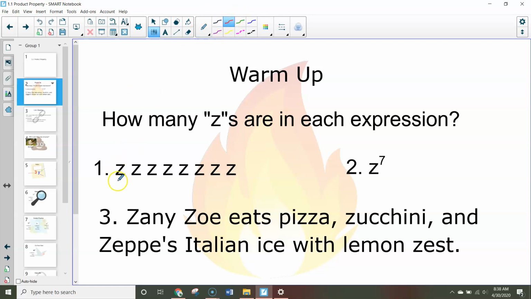Okay, so for this first one, 1, 2, 3, 4, 5, 6, 7, 8. So there are 8 z's. For this one, z to the seventh is the same as z times z times z, 7 times, so there would be a total of 7 z's. Zany Zoe eats pizza, so 3, 4, 5, 6, 7. So there are 7 z's in that phrase.